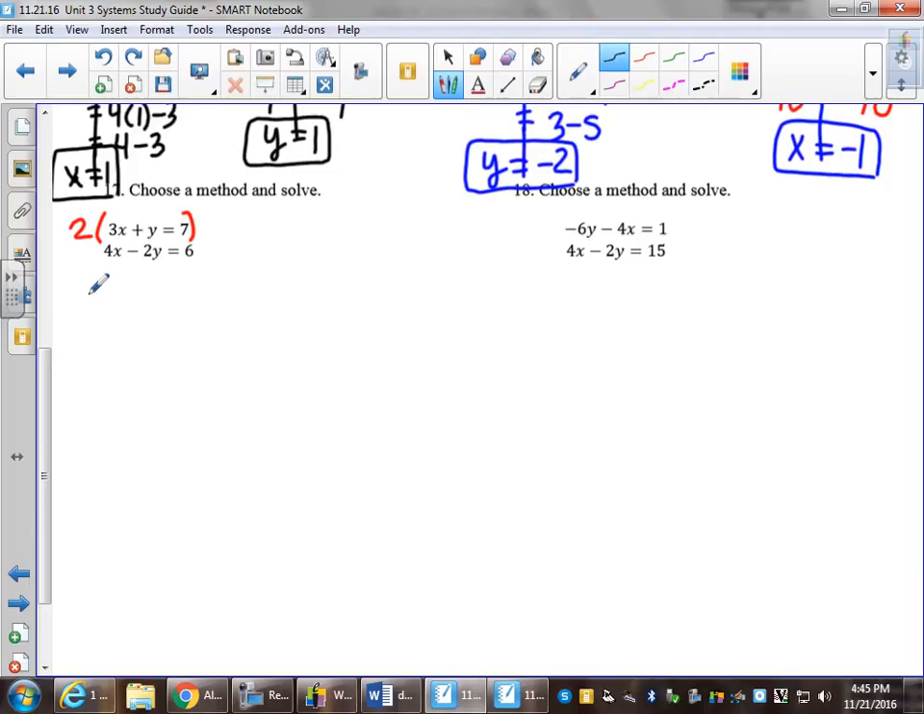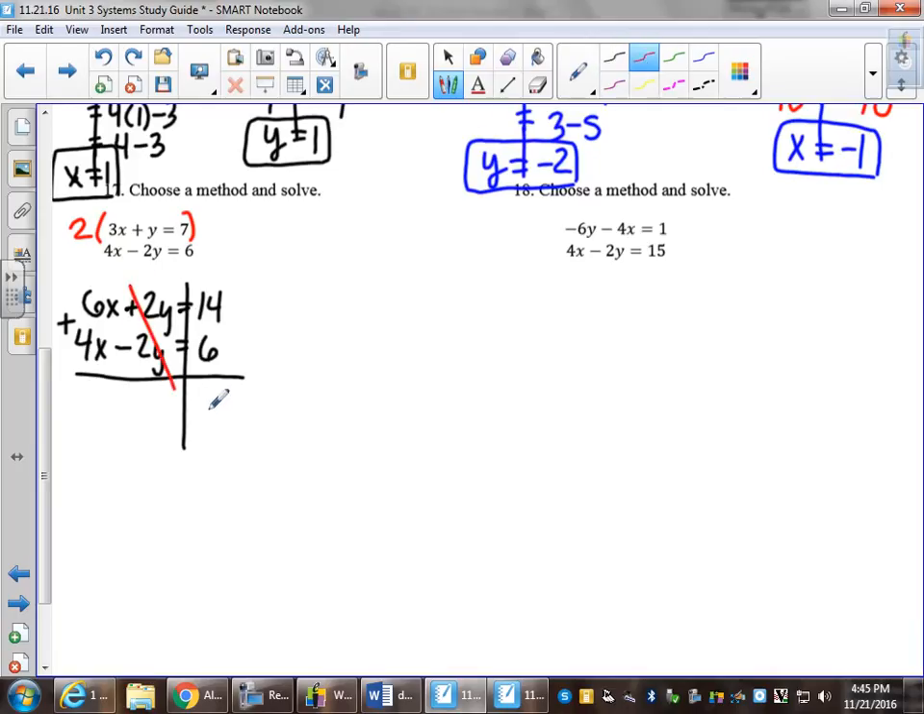So let's do that. Let's rewrite the system. This becomes 6x plus 2y equals 14. Second equation we didn't touch. Leave that one alone. Ready to add them? The y's cancel. Positive 2y and a negative 2y cancel. 6x plus 4x is 10x. 14 plus 6 is 20. Divide by 10, divide by 10. X equals 2.